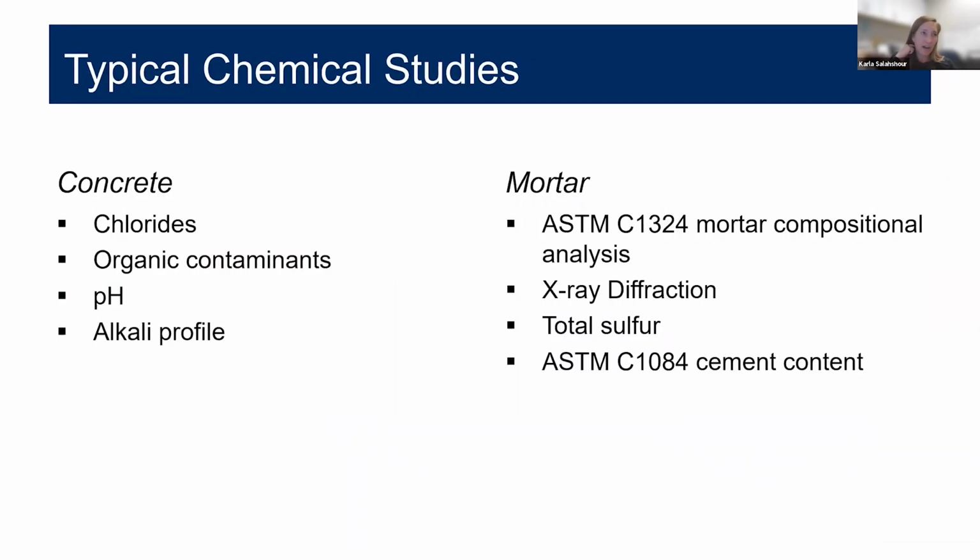Once we make our observations petrographically, we typically perform chemical studies in conjunction. For concrete, those chemical studies may include chlorides, pH, or an alkali profile. And for mortar, we typically perform C1324 chemical studies. We can do X-ray diffraction, total sulfur, or even cement content.